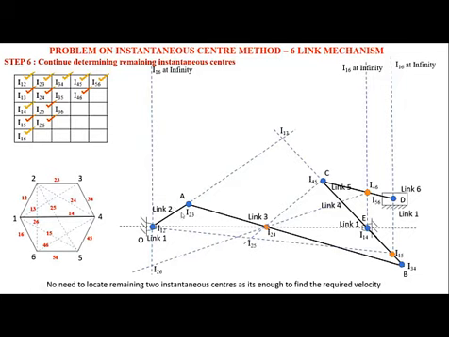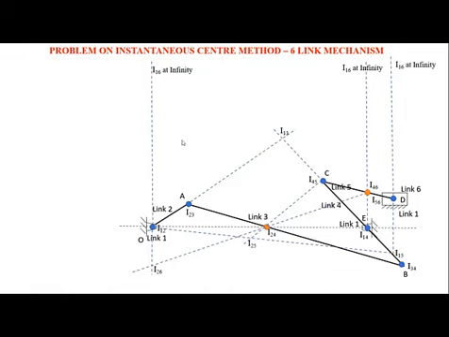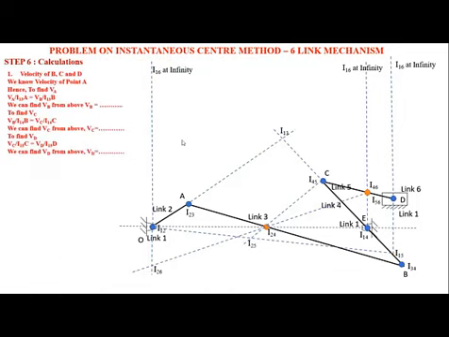So our requirement is we need to calculate velocities for B, C and D, as well as angular velocity of AB, BC and CD. With this available instantaneous center we will be able to calculate this. So now we'll go with the calculations. First we have to calculate velocity at points B, C and D. We know velocity of point A.